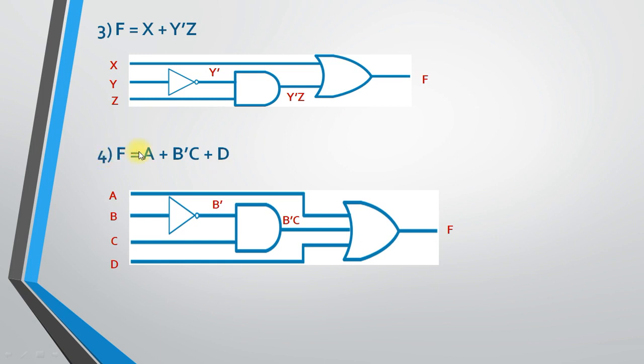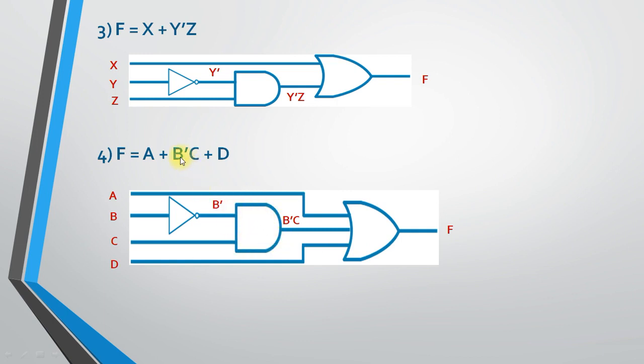The fourth Boolean expression is A plus B dash C plus D. In this Boolean function we have three different types of expression. The first expression I can pass directly. Similarly D I can again pass directly, but B dash C represents the AND gate. So for that I need to use an AND gate.